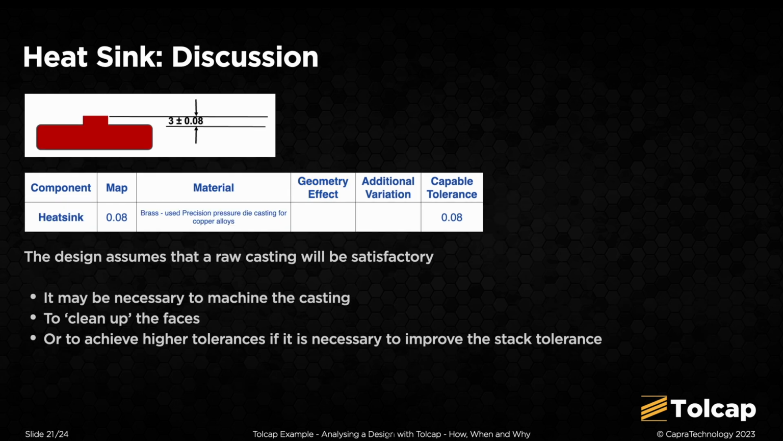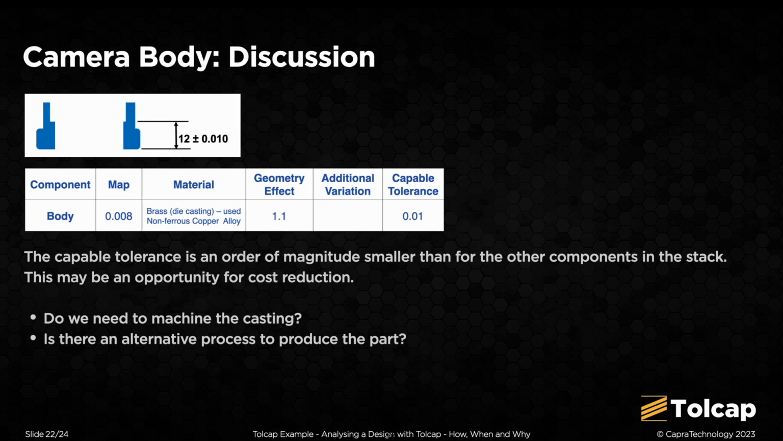The design assumes that a raw cast heatsink will be satisfactory. It may be necessary to machine the casting anyway to clean up the faces to mount the sensor. But machining is also a way to get better tolerances if it's necessary to improve the stack tolerance. The camera body tolerance is an order of magnitude smaller than the other components in the stack, so this may be an opportunity for cost reduction. Do we really need to machine the casting? Is there an alternative process that might produce the part at lower cost?